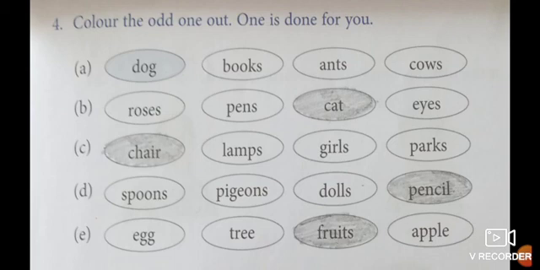Again question number B, roses, pens, cat, eyes. Again see, in roses, pens and eyes, S is added and cat, only cat is there. In the same way, you have to do question number C, D and E.